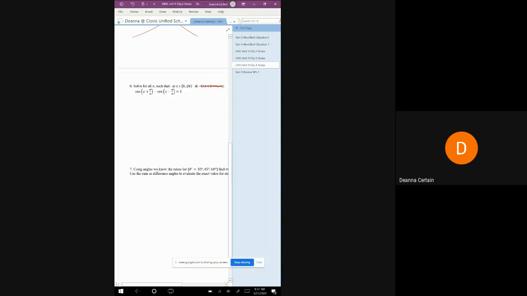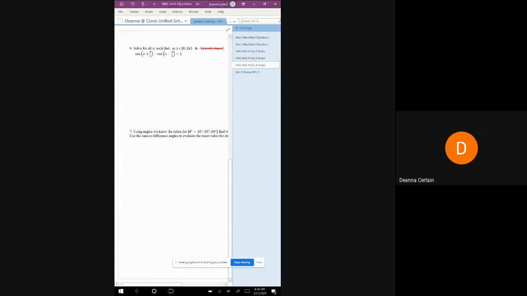Just because that's the restricted domain we work most with. Okay, and if you do work through number 6 and want me to check your answer, just send it to me, like through a picture, email, whatever. I'm more than happy to check that you did your solving correctly.